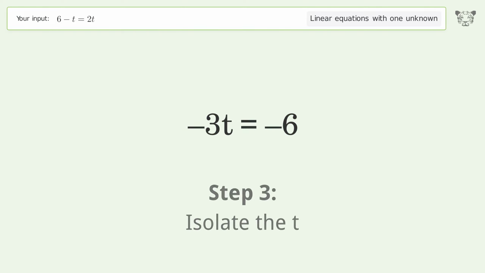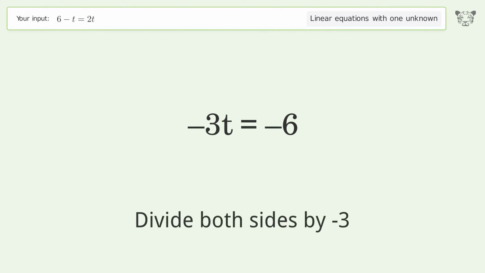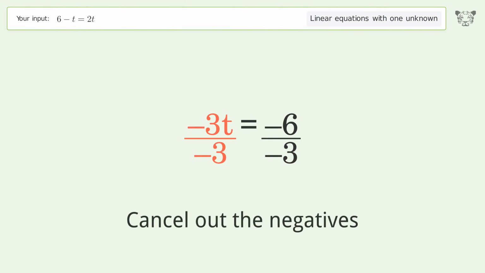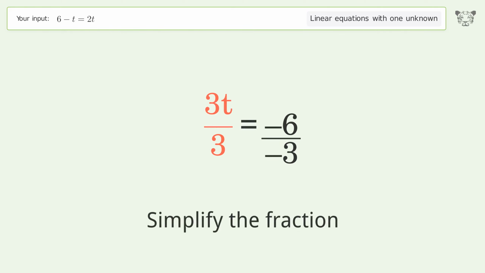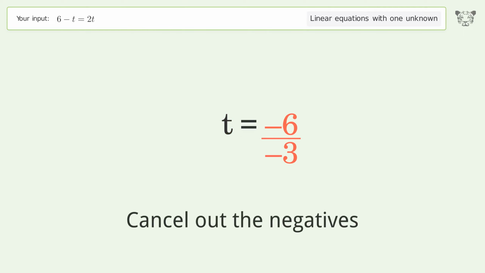Isolate the t. Divide both sides by -3. Cancel out the negatives. Simplify the fraction. Cancel out the negatives.